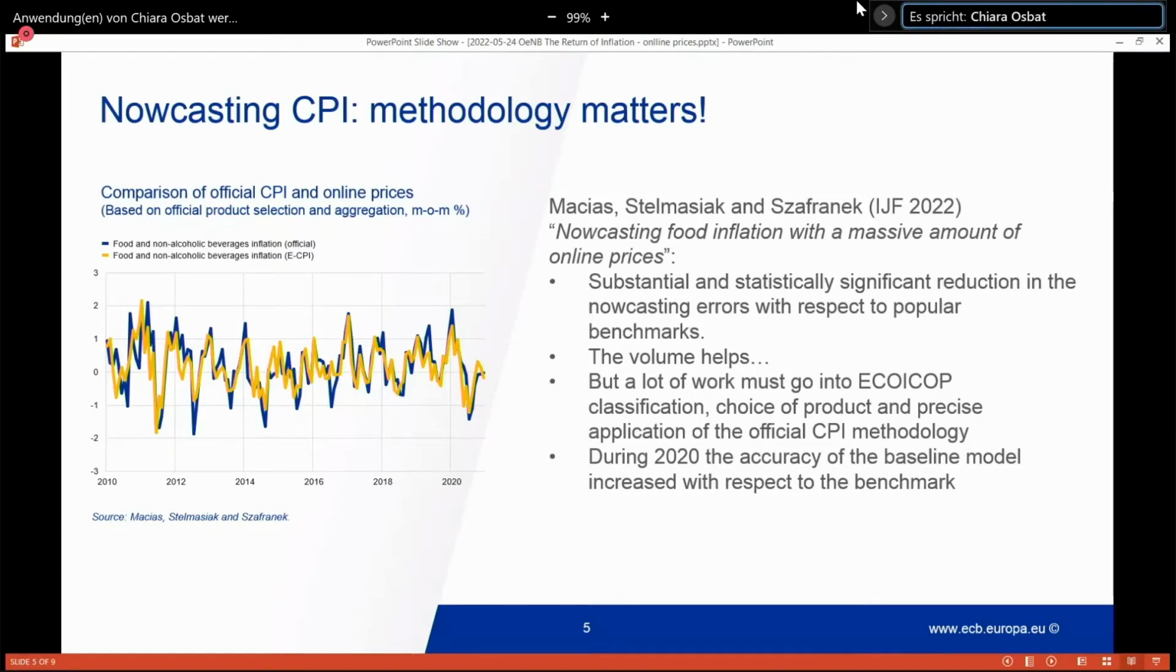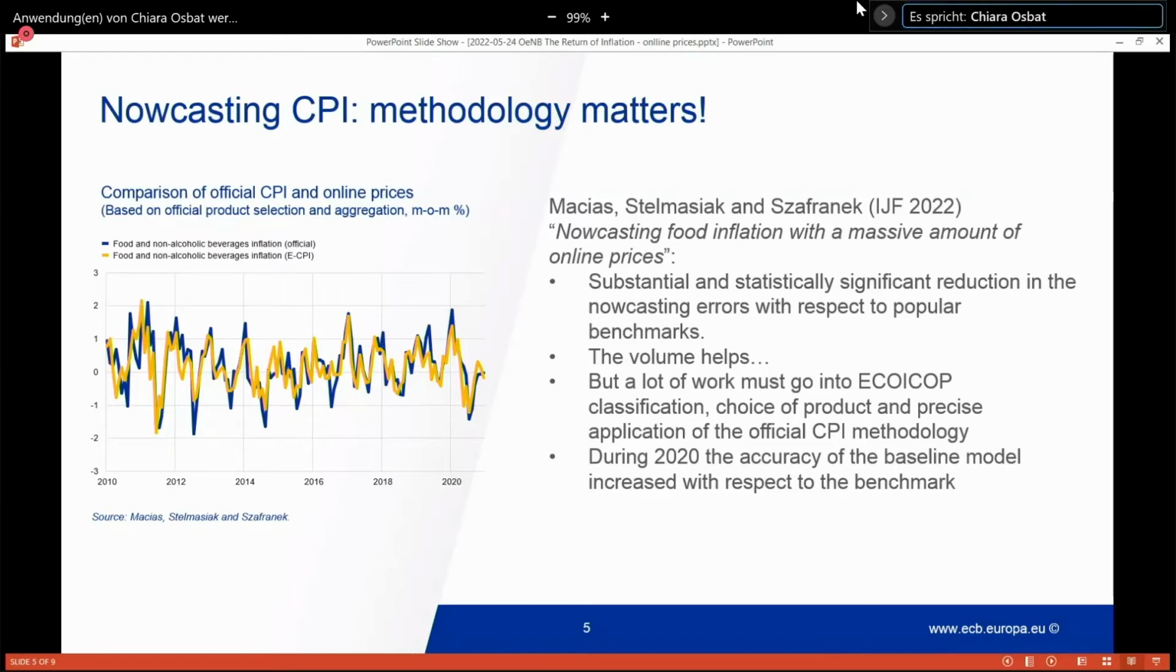You see how they match in yellow the official month-on-month index of food and non-alcoholic beverages inflation. That's quite striking. And what they learned in this process is that you can substantially reduce the nowcasting errors with respect to pretty much any popular benchmark.